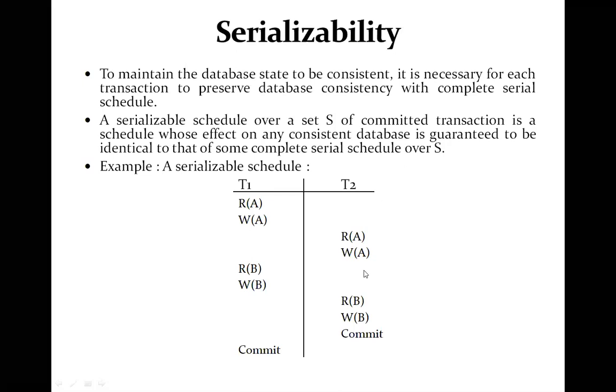This serializable schedule has been shown in this figure, in which we have two transactions, T1 and T2. The T1 transaction is reading A, where A is the object, and writing A. T2 transaction is reading A, writing A, and then T1 is reading B, B is another object, writing B, and it is committing. Similarly, T2 transaction is reading A, writing A, reading B, writing B, and commit.